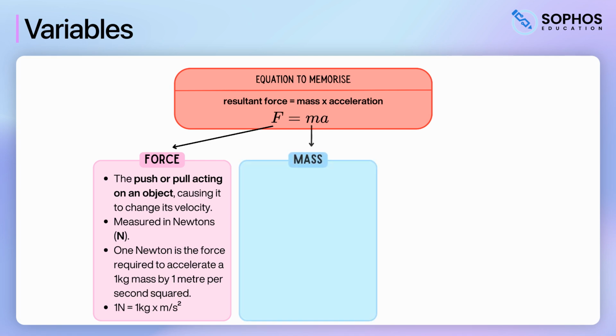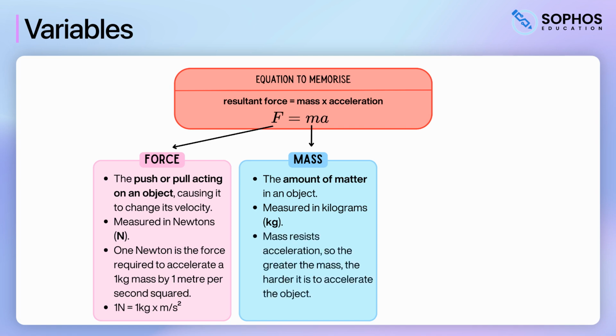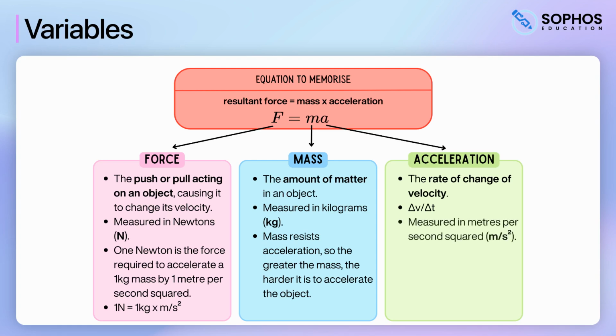Then we have mass. This is the amount of matter in an object, measured in kilograms. Mass resists acceleration, and therefore the greater the mass, the harder it is to accelerate the object. Finally, we have acceleration. This is the rate of change of velocity measured in meters per second squared. Acceleration occurs when an object speeds up, slows down, or changes direction.